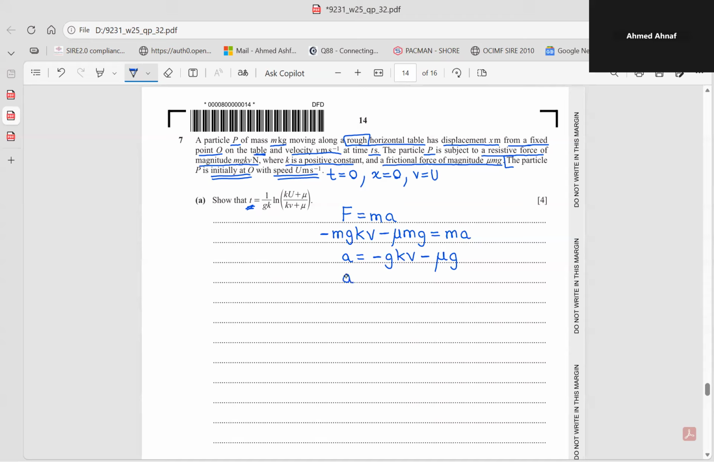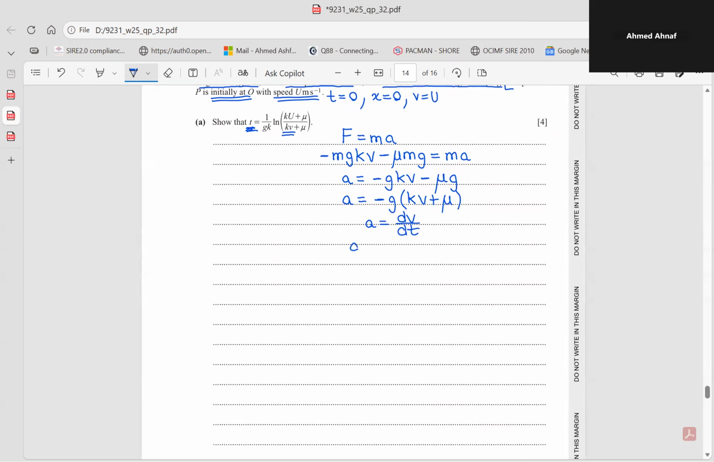Okay, I think we can also factor out minus g. So a is minus g bracket kv plus mu. I can see that in this final expression that we have to find, there is only v and t, there's no x. So since we have an expression for acceleration in terms of v, we're going to use acceleration dv dt to solve this.